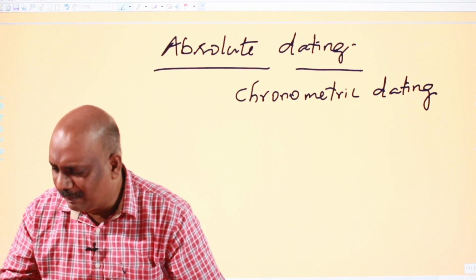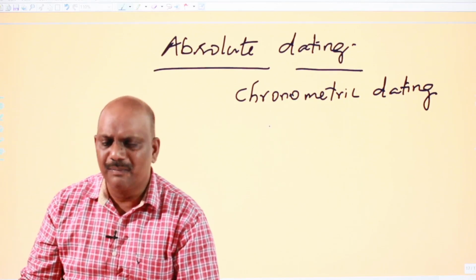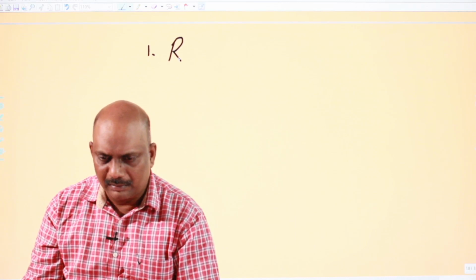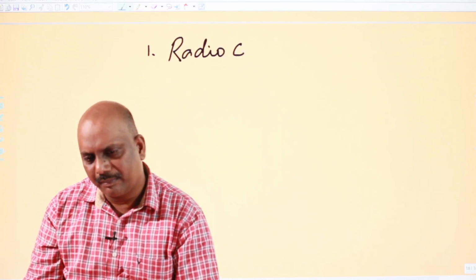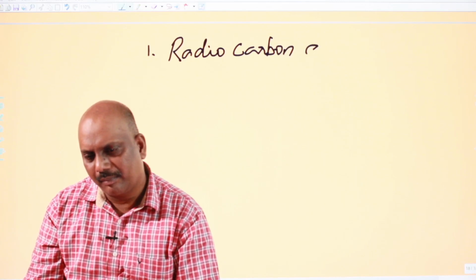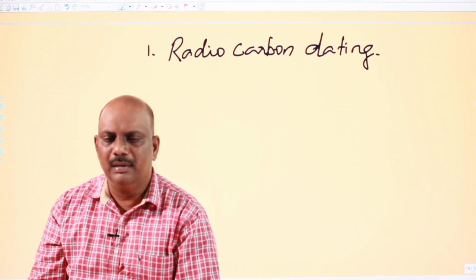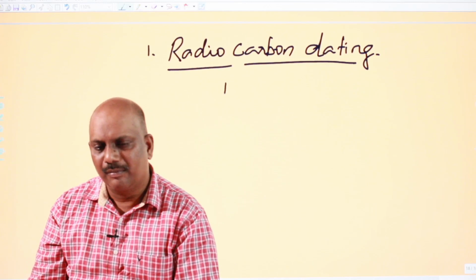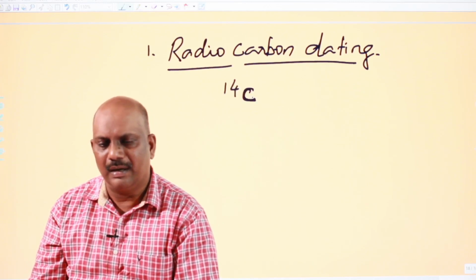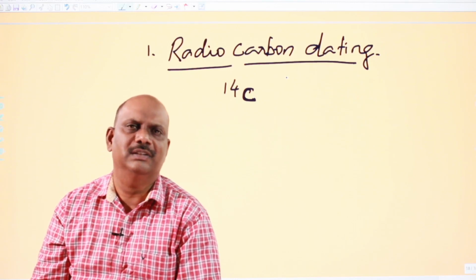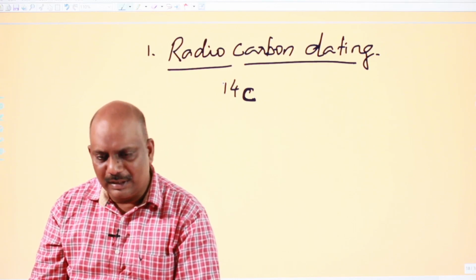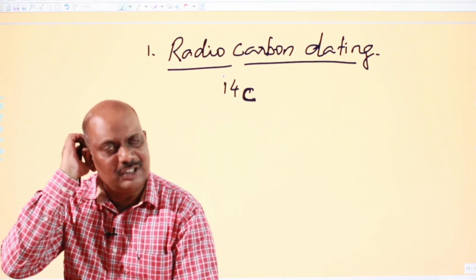So now let us discuss a few important chronometric techniques. There are a number of techniques; I will discuss a few very important ones. The first important one is radiocarbon dating. 14C is a radioactive form of carbon, an isotope of carbon, and this radioactive form, C14, is not found naturally.